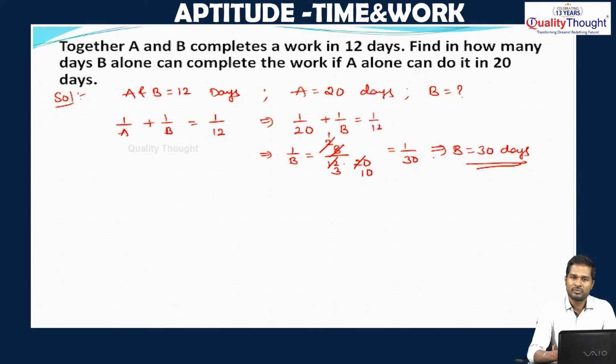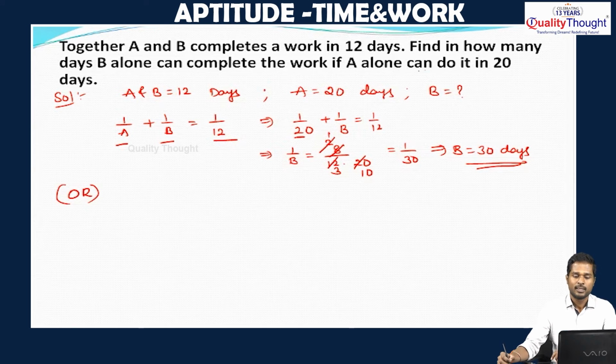So, 1 day work of A is 1 by A plus 1 day work of B is 1 by B, and together 1 day work is 1 by 12. Now substitute A's value, which is 20, as he has given: 1 by 20 plus 1 by B is equal to 1 by 12. Take this 1 by 20 to the right side of the equals symbol, then you will get B is equal to 30 days. This is a traditional method we can use. So, how can you solve the same question in the simplest method?